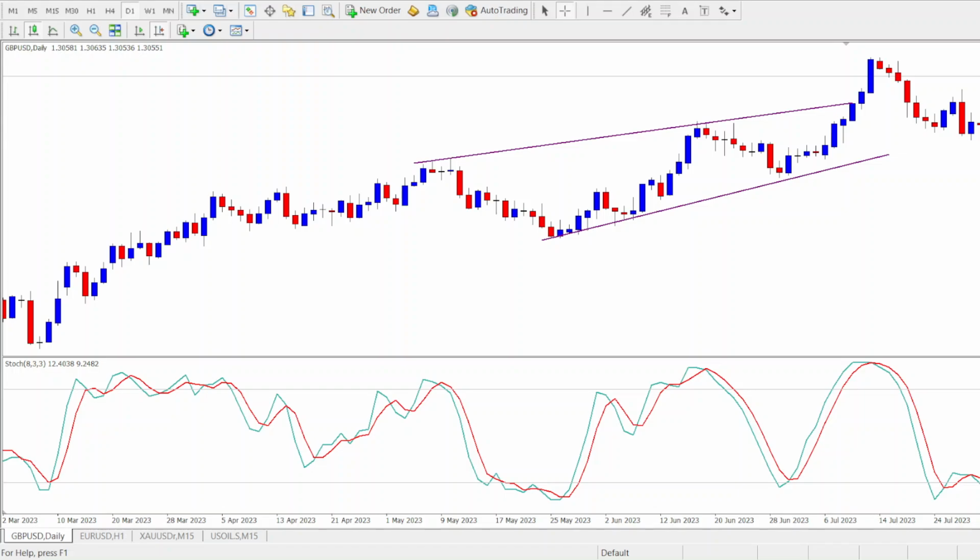Practice reading OHLC patterns on different time frames as well. It can help you refine your understanding of market sentiment across different time frames. And always trade with an amount you can afford to lose. Use a good risk to reward ratio. Risk management is paramount, very, very important.